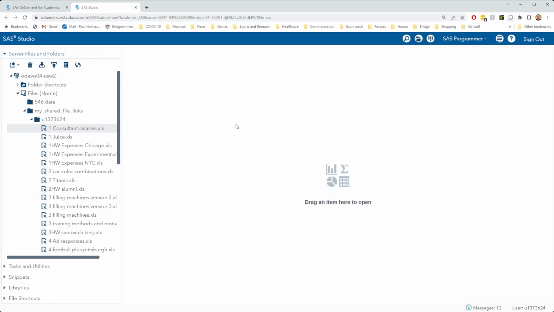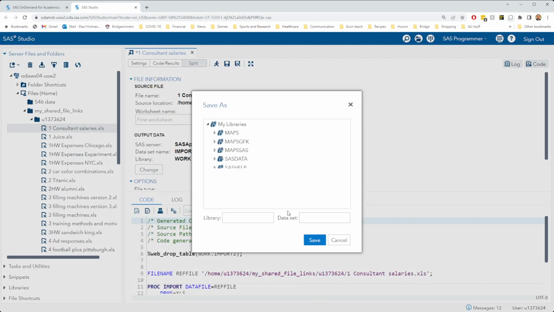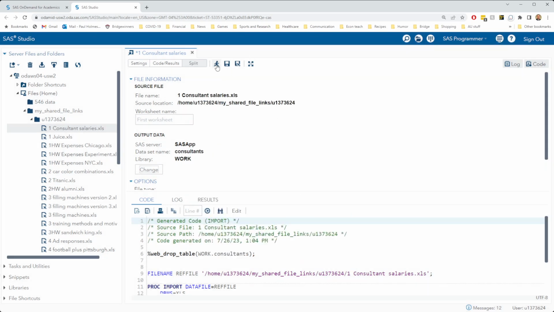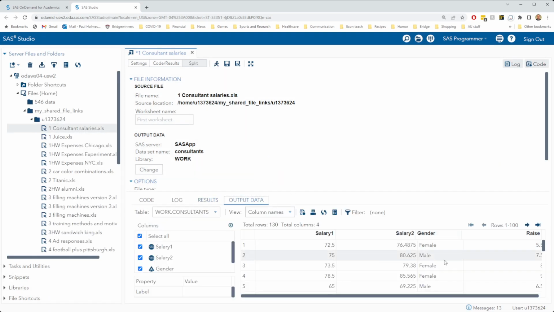Let's open up the consultant salaries dataset and take a look at it. We'll double click on it, change its name to consultants, and run our import step. Here is our output data.